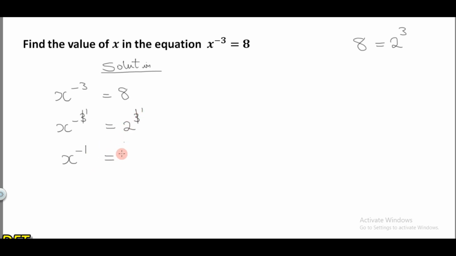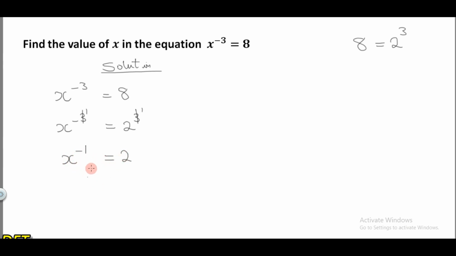Is equal to 2 raised to the power of what? Of 1. And anything raised to the power of 1 is equal to that number. 2 raised to the power of 1 is equal to 2 from the 1 index law of indices. So I would remove the 1. So I have x raised to the power of minus 1 is equal to 2.